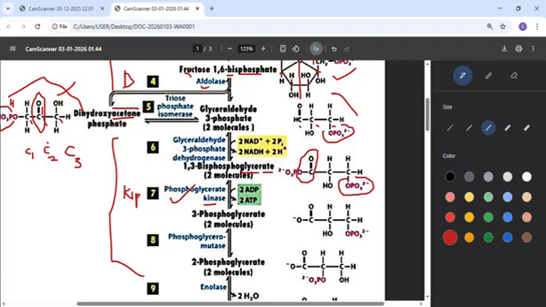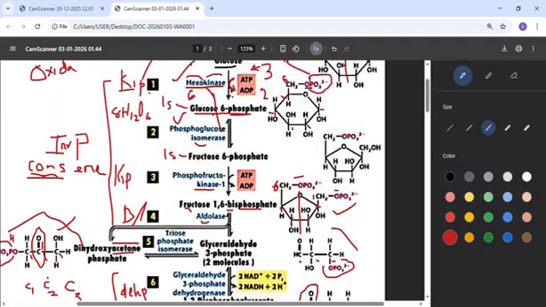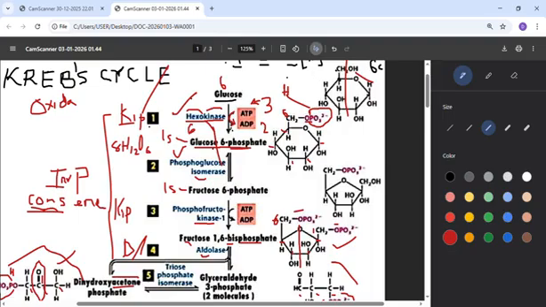But don't forget dehydrogenase. This dehydrogenase is different from aldolase, so don't take this letter D for this one. This one is dehydrogenase. So it also makes use of what? Phosphates. So that's that.